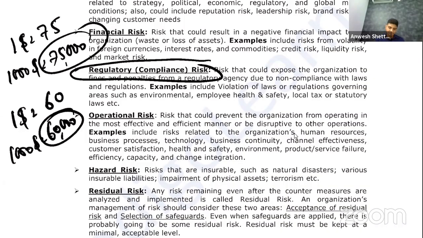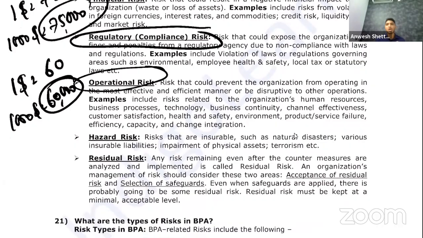Next is something called operational risk. Operational risk means in day-to-day operation, you're facing some trouble from your employees. Let us say you change some policies because of which your employees go on a strike, and they say we are not going to work at all. So this is called operational risk. We see on a daily basis all these Ola drivers going on strike, Zomato riders going on strike. All these things are called operational risk.